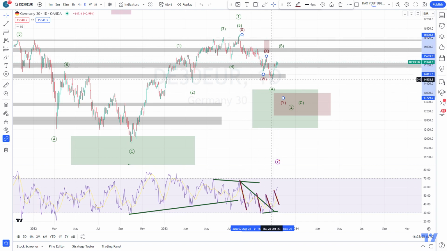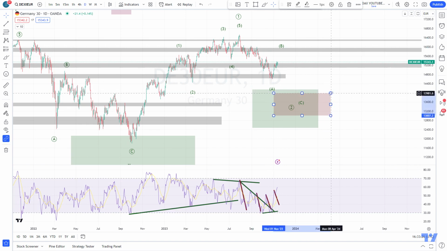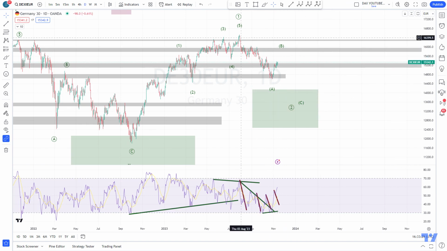It looks like a cycle is ending right here and that we are starting something new. So therefore, I will take off the WXY scenario from my chart, because I don't think the WXY will play out anymore. It simply looks different. So this one we can take out, the WXY, which means that we are now focusing on this ABC scenario.